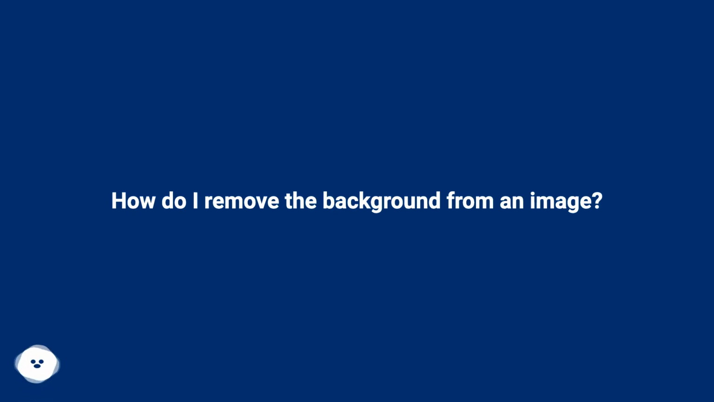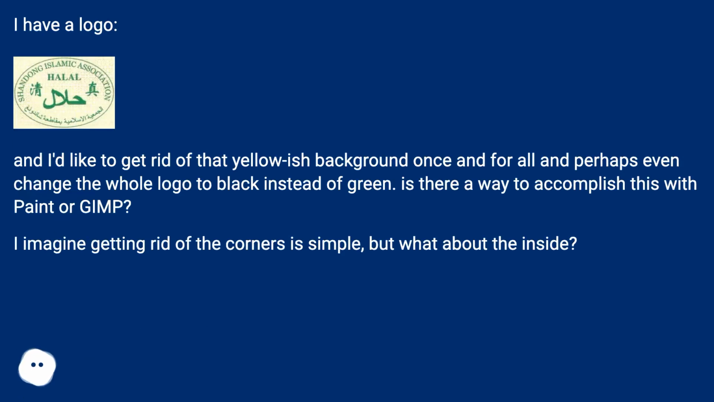How do I remove the background from an image? I have a logo. And I'd like to get rid of that yellowish background once and for all, and perhaps even change the whole logo to black instead of green. Is there a way to accomplish this with Paint or GIMP? I imagine getting rid of the corners is simple, but what about the inside?